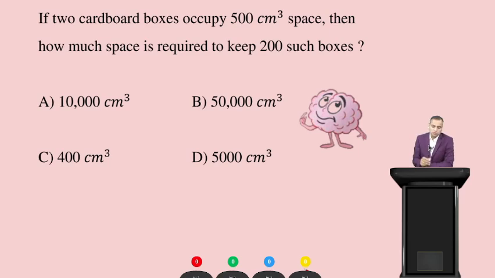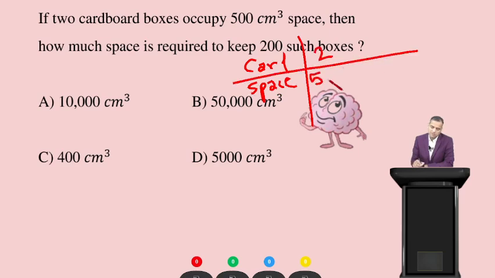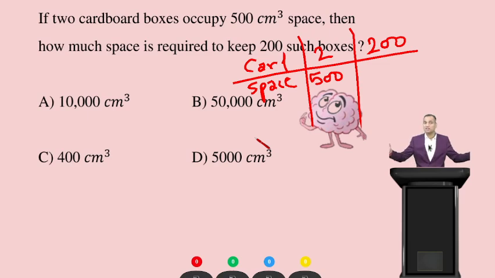Okay, so number of cardboard and then number of space. We have 2 cardboard, then space needed 500. Now we have 200 boxes. So if the boxes are 2, then it needs less space. If the boxes are more, then space needed, yes, very good, it is more.